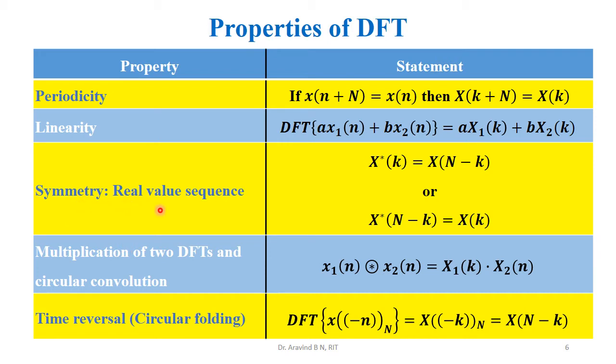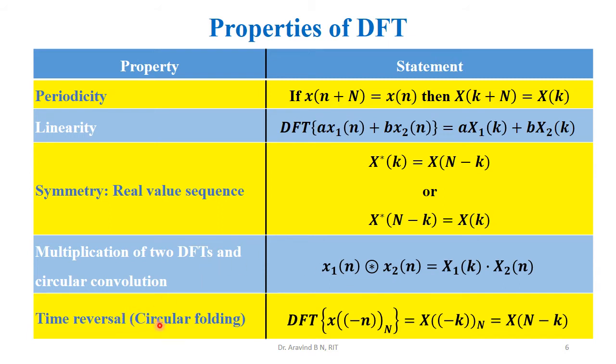Symmetry, only for the real valued sequence, that means input will be always in real value. X conjugate of k is equal to X of N minus k, or it can also be represented as X conjugate of N minus k is equal to X of k. Then multiplication of two DFTs and circular convolution, x1 of n circularly convolved with x2 of n is equal to X1 of k into X2 of k. So it is equivalent to multiplication in frequency domain is equal to convolution in time domain. That is the property we are going to have.